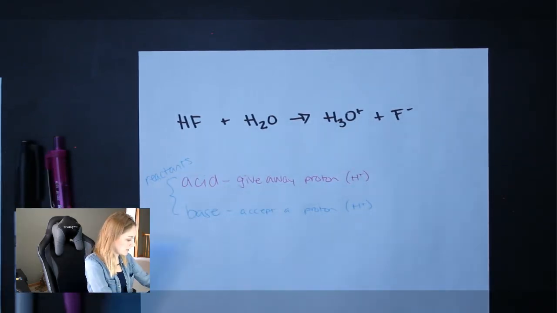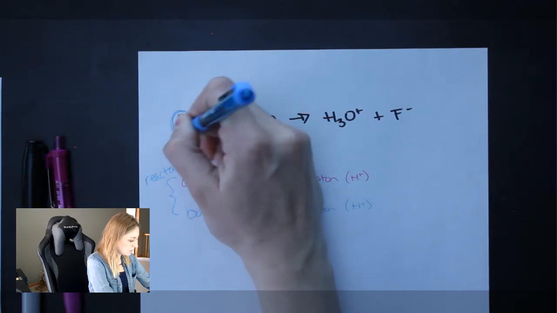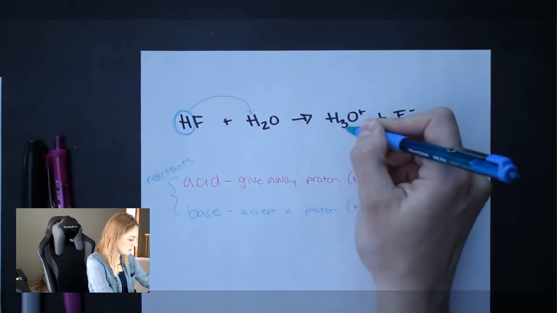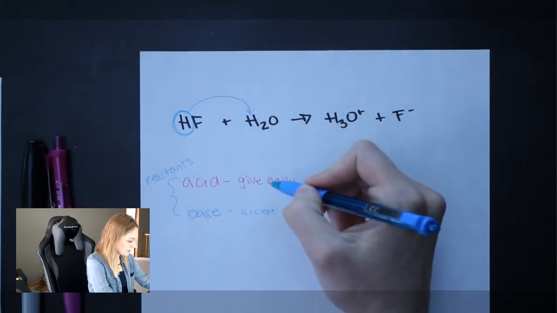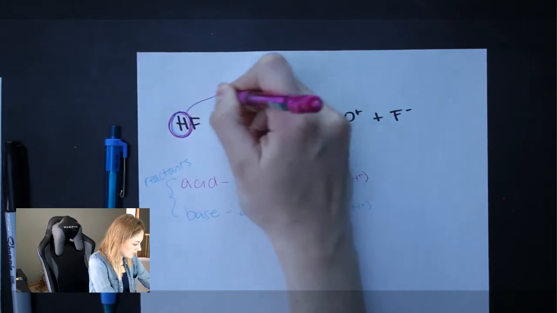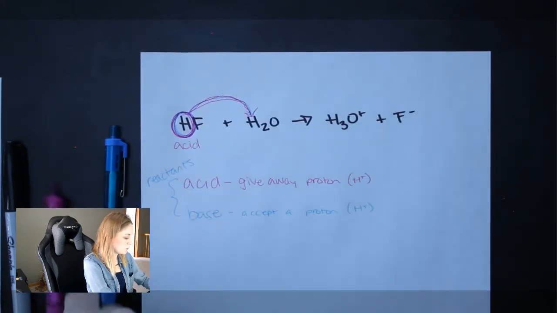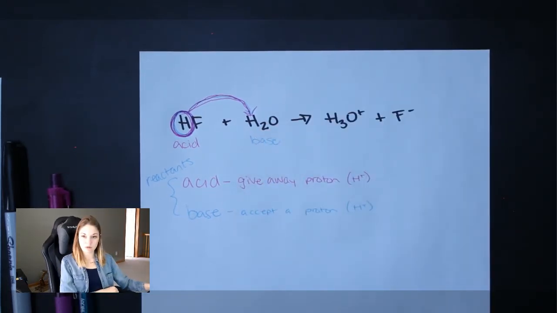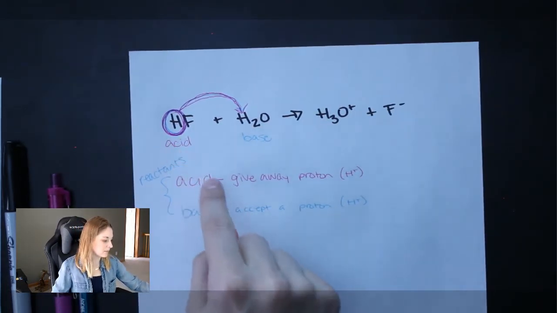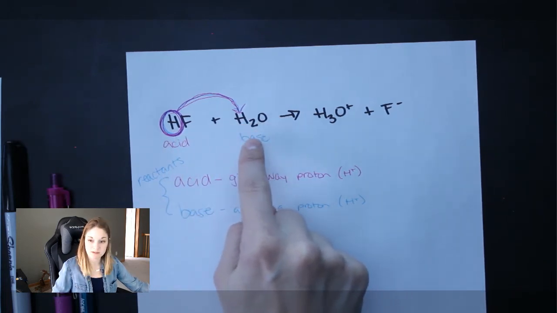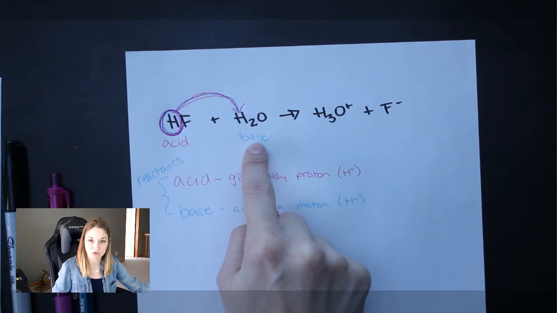So if I'm keeping track of that, if this hydrogen is going to be lost from this compound and gained over here, that would make this, it's giving it away. Oh, I should have done that in pink. Sorry. This is then considered my acid, which would make this other one over here my base. So again, I identified this as my acid because I saw that it gave away a hydrogen, and I identified this as my base because it is going to accept that hydrogen.